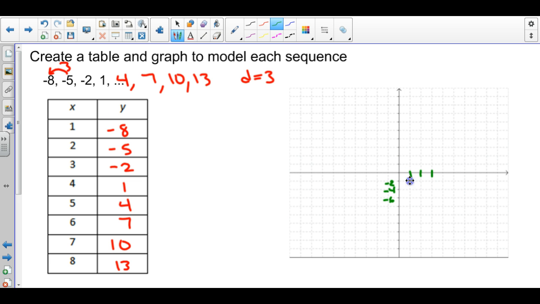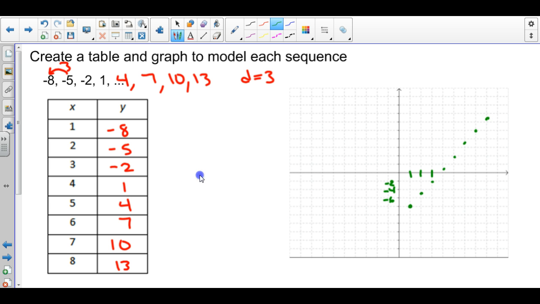So my first point, if I'm counting by 2s, would be 2, 4, 6, 8 down here. 2 is at negative 5, so that would be 2, 4, and right in the middle here. And then I have 3 at negative 2, 4 is at 1, 5 is at 4, 6 is at 7, so 2, 4, 6, 7 is up here. 7 is at 10, so 2, 4, 6, 8, 10. And then the last point is 8, 13. So over here at 8 on the x-axis, I'm up 2, 4, 6, 8, 10, 12, 13.